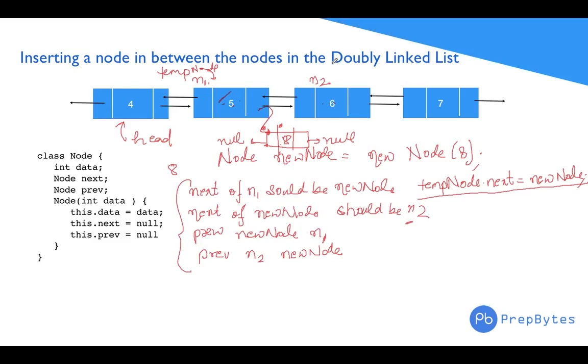It is really important that you do these 4 operations in a particular sequence. Else, as you can see, we get an issue here. So what do I do now? Let's say first I update next of new node. When I update next of new node, we will get reference to n2 obviously. So we will not do this first.